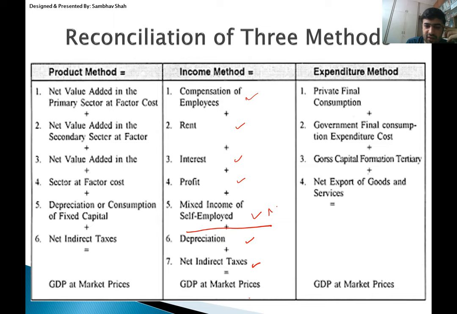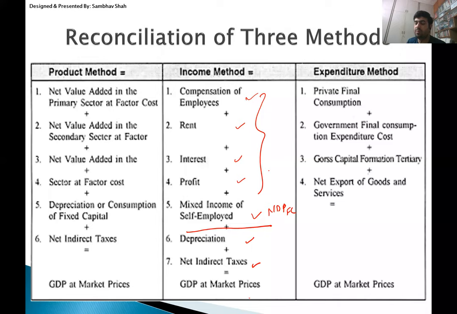NDP at FC. And on this NDP at FC, if you add depreciation and net indirect tax, you get GDP at MP, right? So to get GDP at MP, first you get NDP at FC, and after that you can derive GDP at MP.